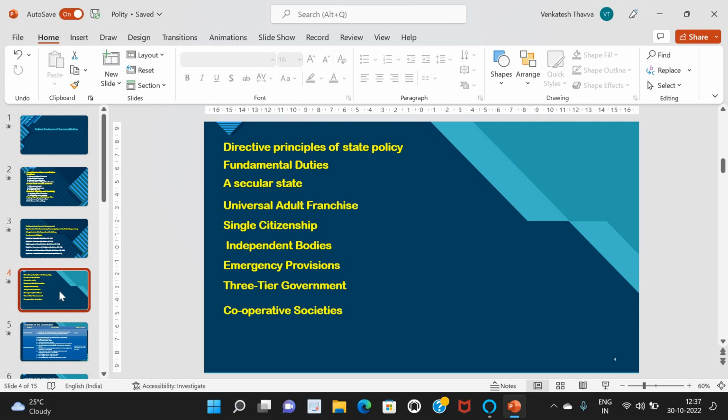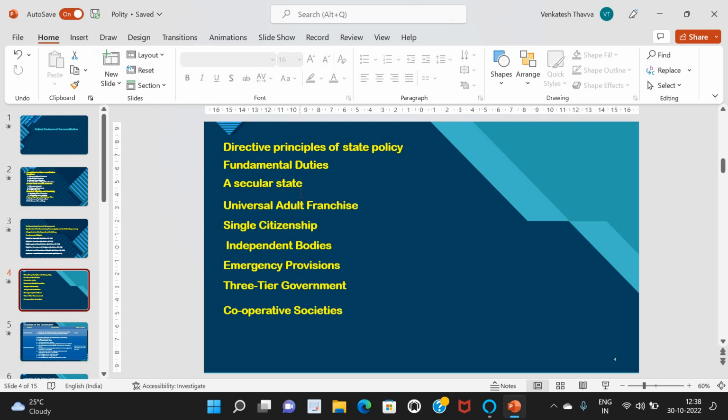Next, coming to fundamental duties. Fundamental duties serve as a reminder that rights and duties are correlative. Fundamental duties were added through the 42nd Amendment Act in the year 1976 on the recommendation of the Swaran Singh Committee. One more fundamental duty was added through the 86th Constitutional Amendment Act of 2002. These are non-justiciable in nature.